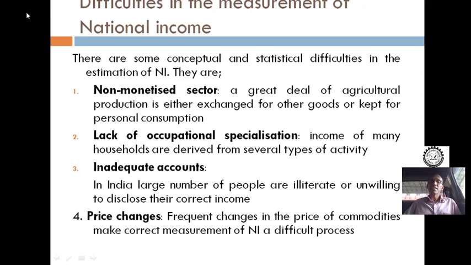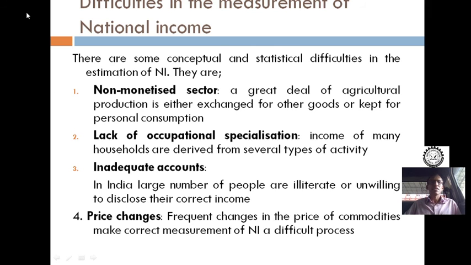Second one, lack of occupational specialization. Many persons are getting income from various activities. For example, some farmers are getting income from farming activity as well as from casual labor service, or some salaried persons are getting income from agriculture also. So the lack of occupational specialization makes certain problems in the calculation of national income.